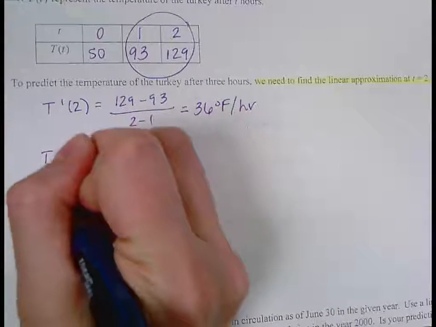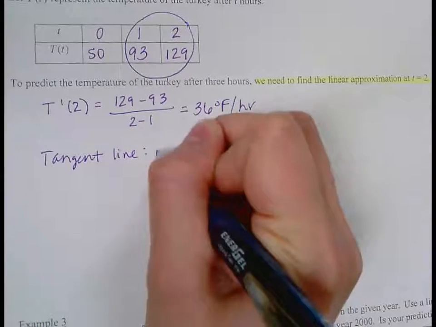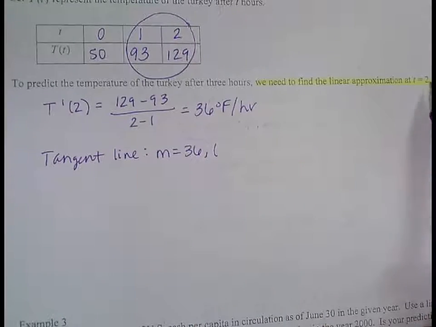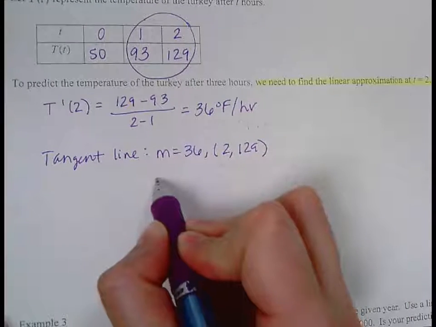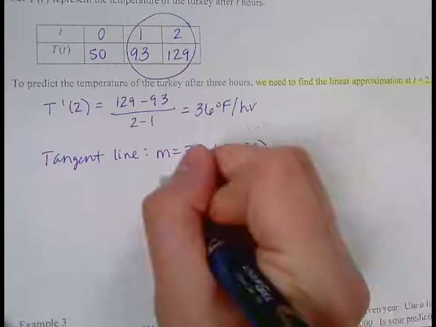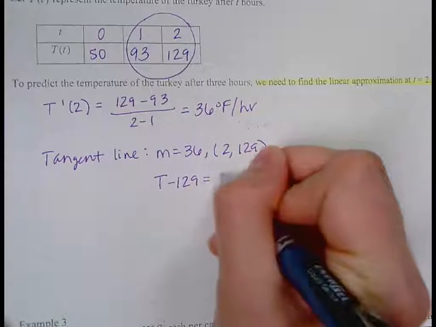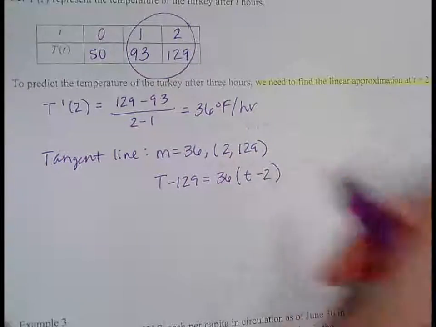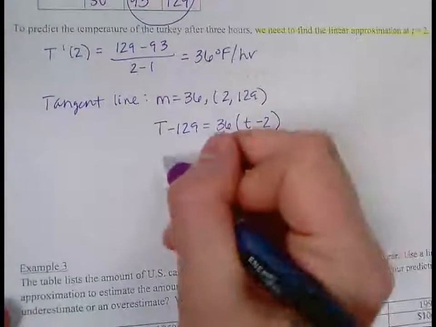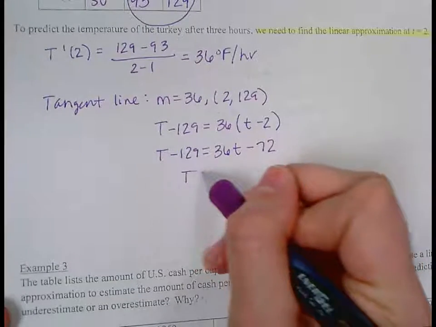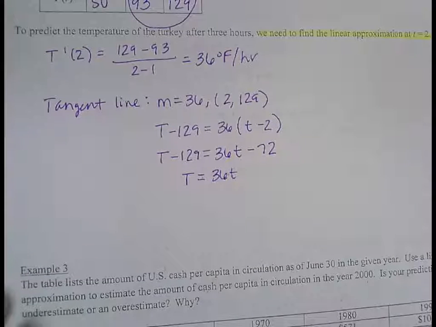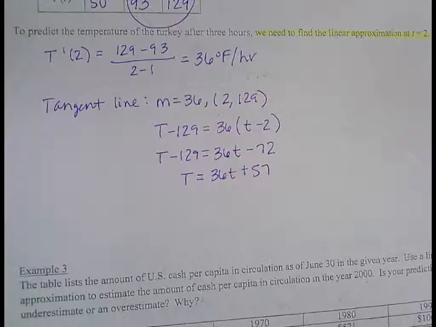So for our tangent line, we know our slope is 36. Our point is at the t-value 2, so our point is (2, 129). I need to remember to not use y's and x's. I'm going to use the t's. So I have capital T minus 129 equals, the slope is 36, times the quantity lowercase t minus 2. Then T minus 129 equals 36t minus 72. Add 129 to each side. T equals 36t plus 57. Okay, that's your tangent line.